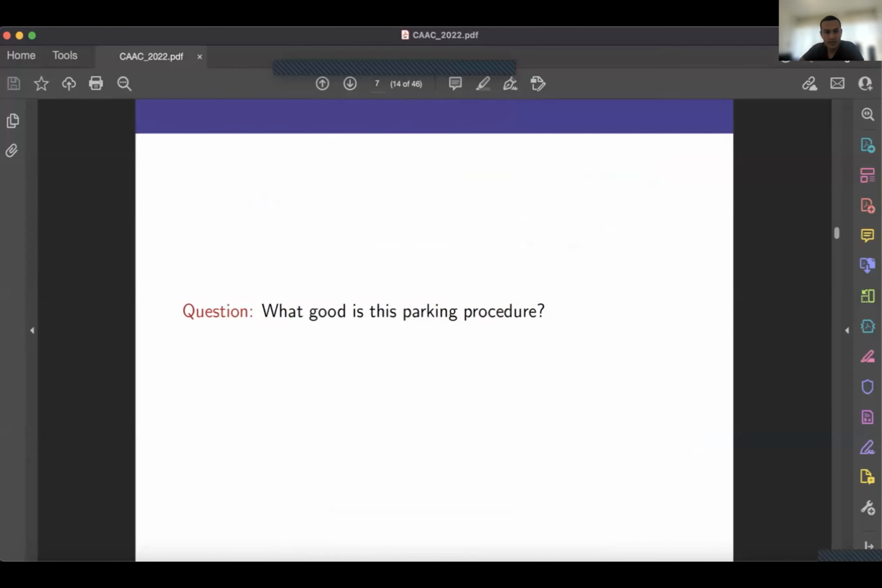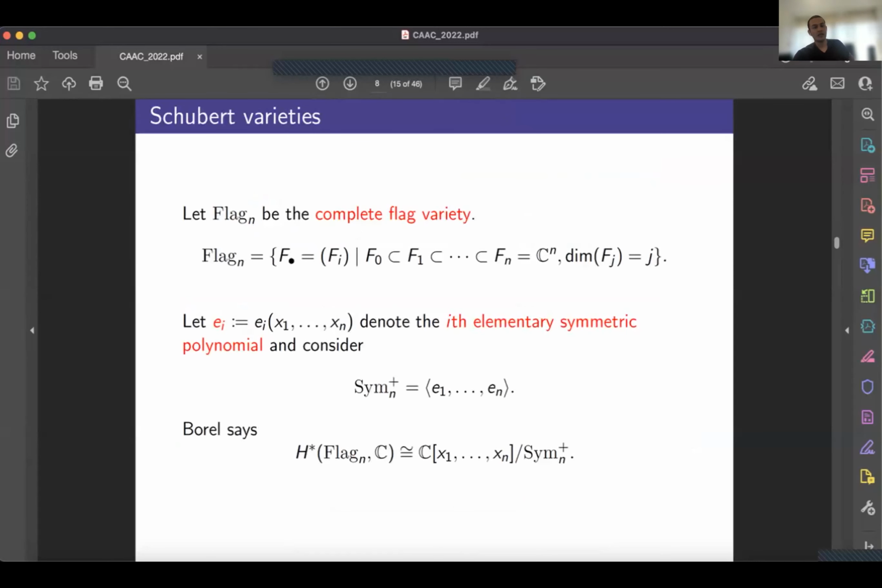Right, so here's the question. What's up with this contrived Parkin procedure? Short answer, practically no good. Long answer, we came up with this because we wanted to answer this question that I'm about to tell you next. Okay. Oh, so that's just complete flag varieties.